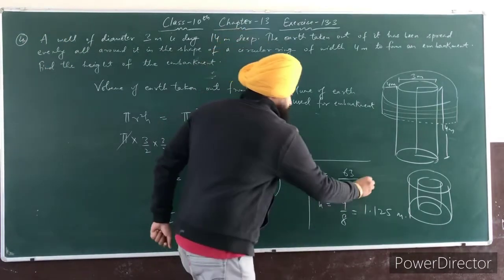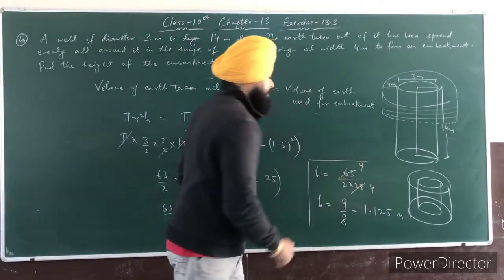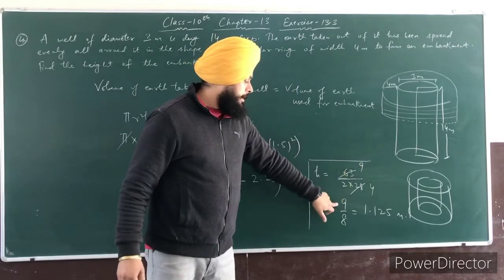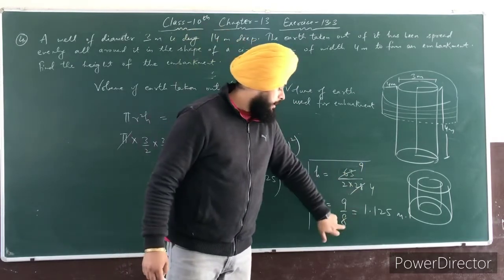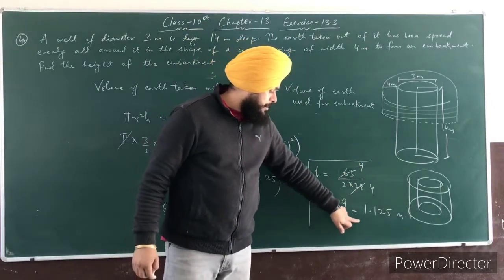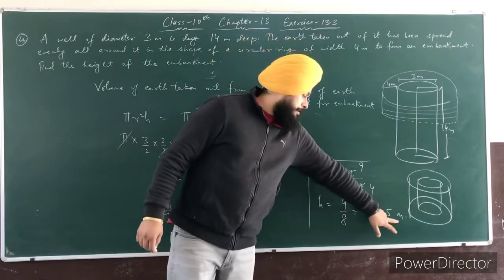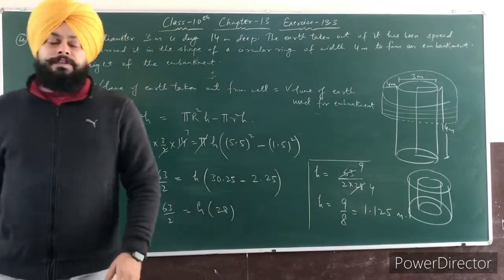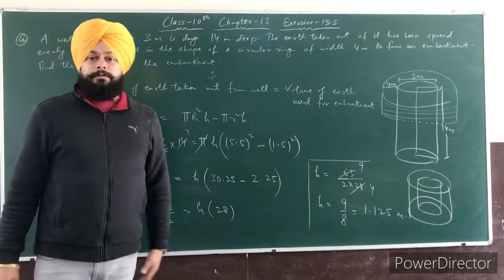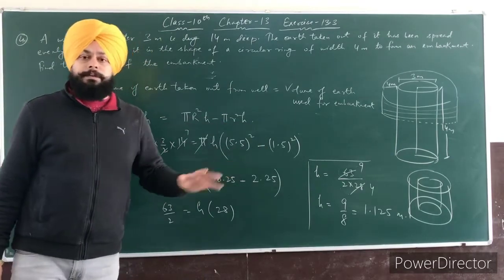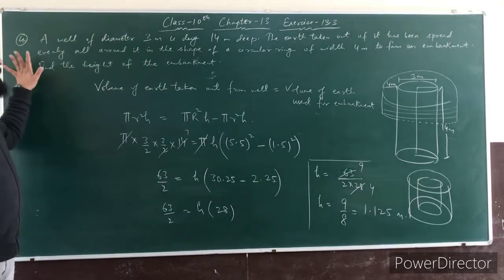This is how much? 7 4s are 28 and 7 9s are 63. So the numerator is only 9 and the denominator is 2 4s are 8. And 9 by 8 is approximately 1.125 meter. So therefore height of this embankment is 1.125 meter. Clear students? This is your question number 4th.